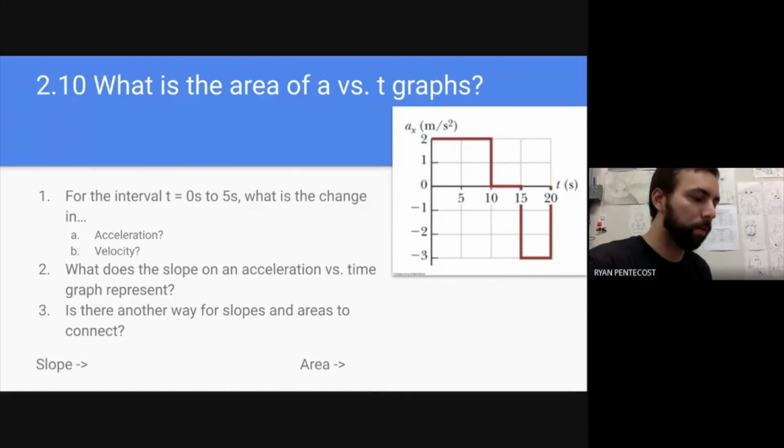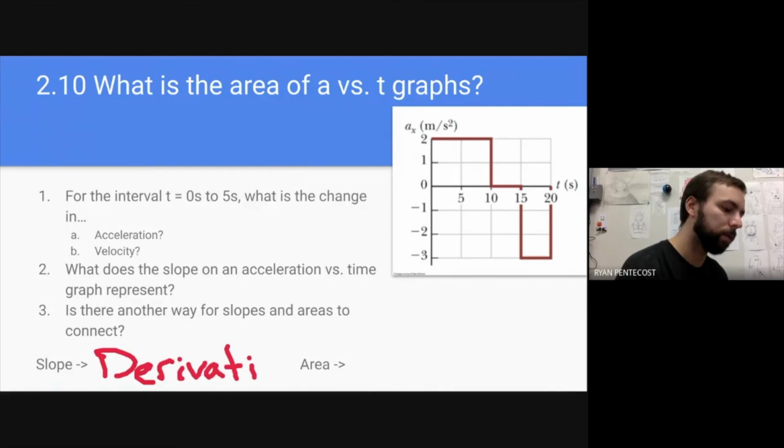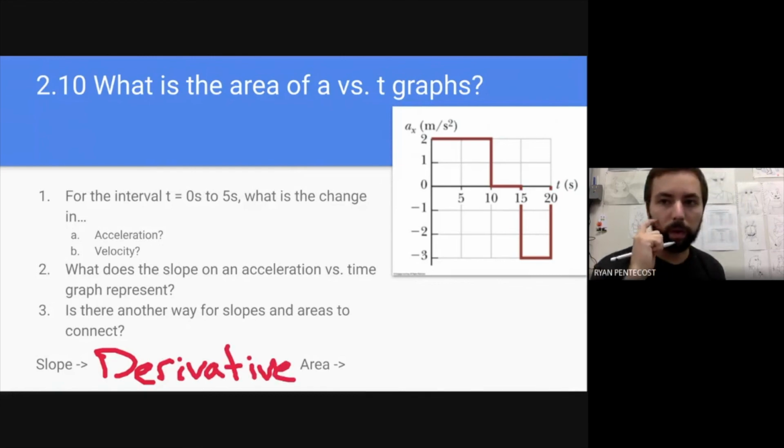Now, number 3, is there another way for slopes and areas to connect? Yes. So calculus equations, like the power rule, is how a slope and an area is going to connect. Now, the power rule that I glossed over and didn't give very much time to earlier is one of the foundational rules of taking a derivative. So a slope of a line is the same as taking a derivative of that function.